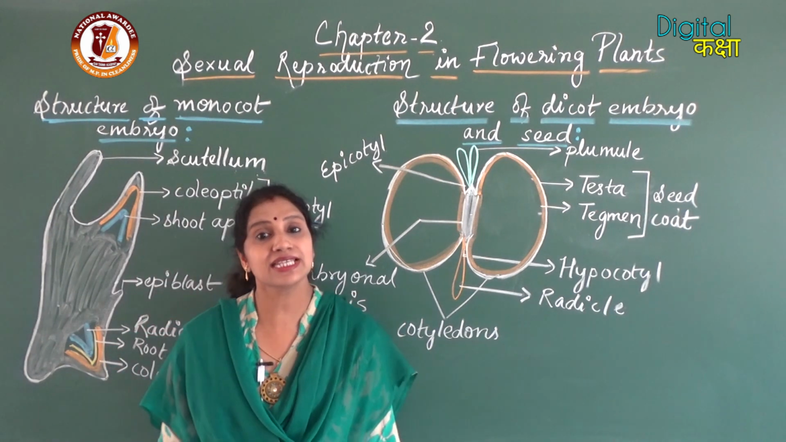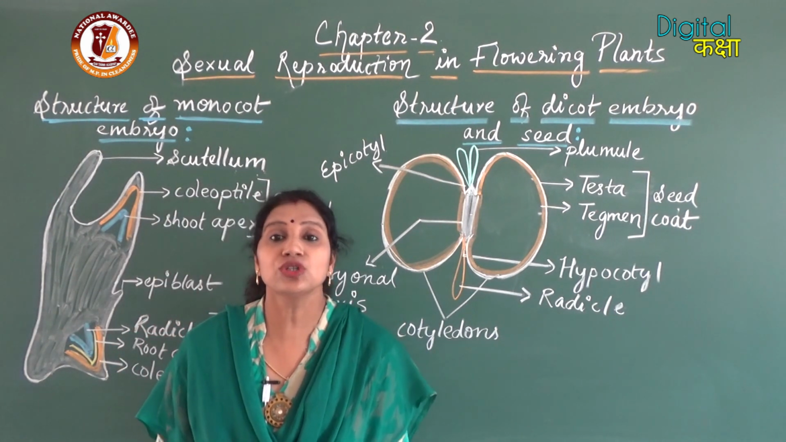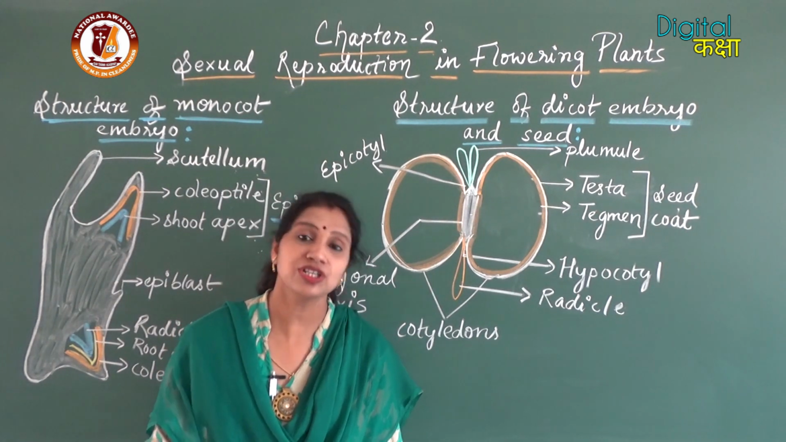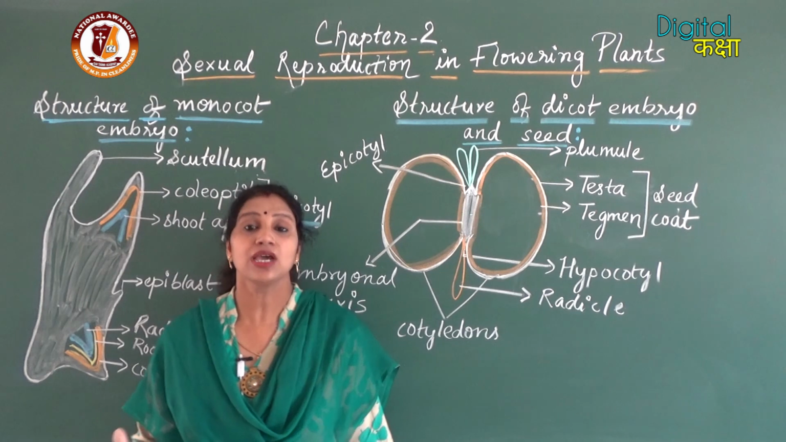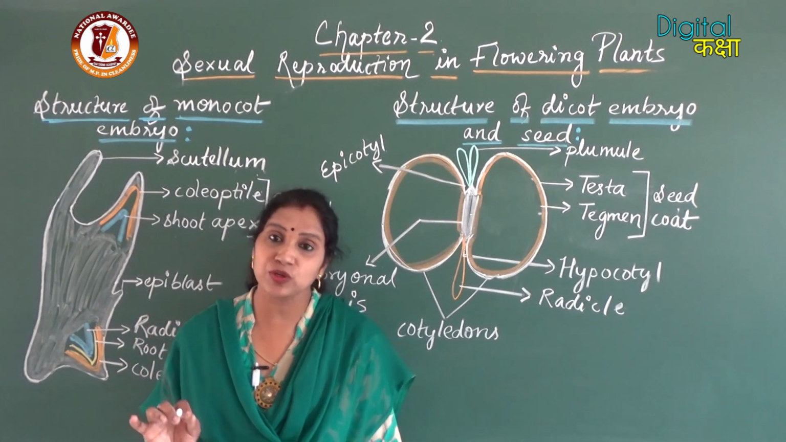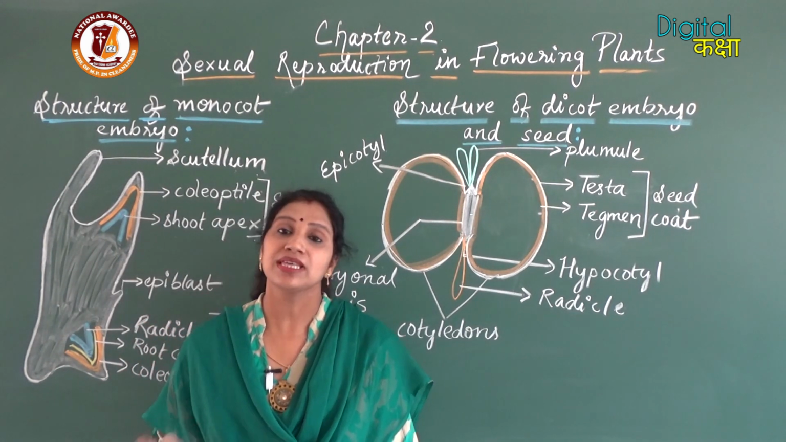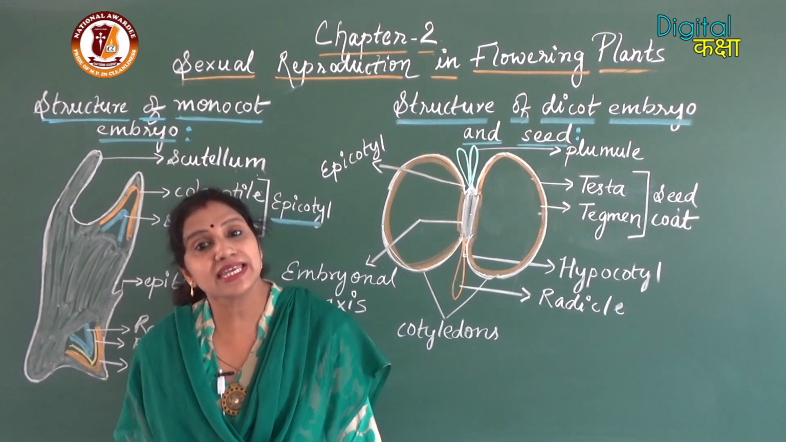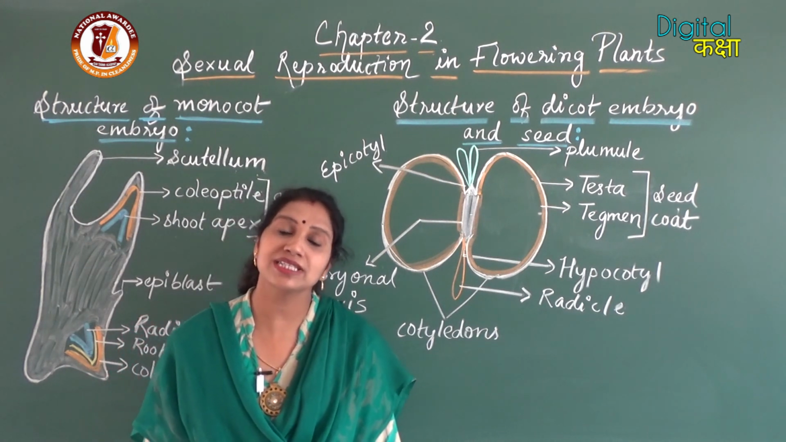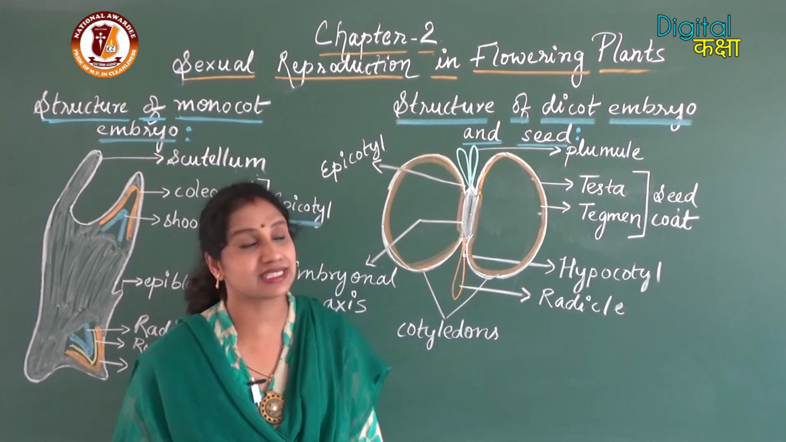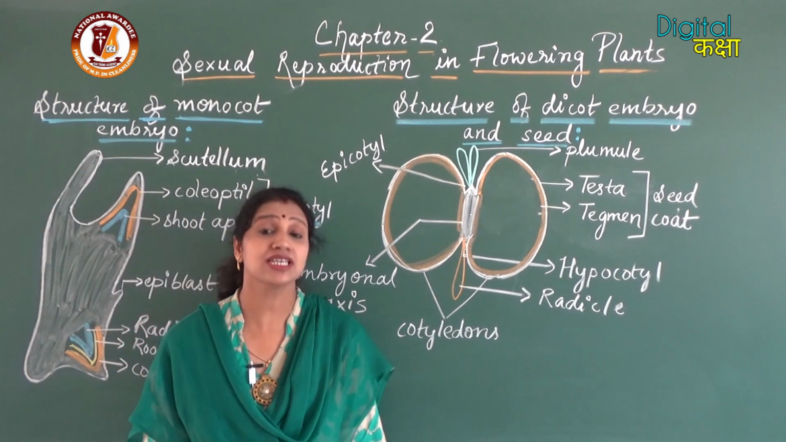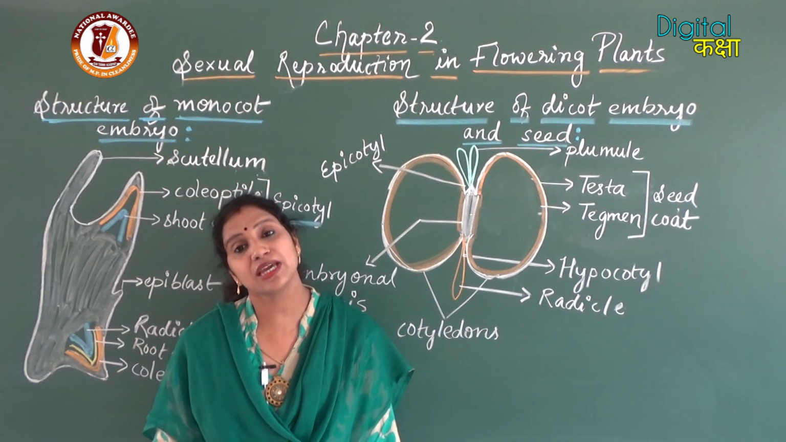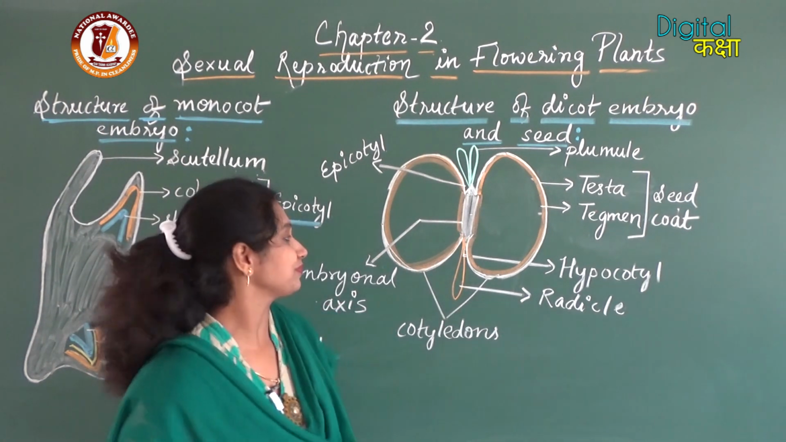These cotyledons have got the function to nourish the embryo. Endosperm also has the function to nourish the embryo, but when the initial embryo stage is there, at that time the nourishment is being provided by the endosperm. Later the nourishment is being provided by the cotyledons. After the endosperm is consumed, the cotyledons provide the nourishment.